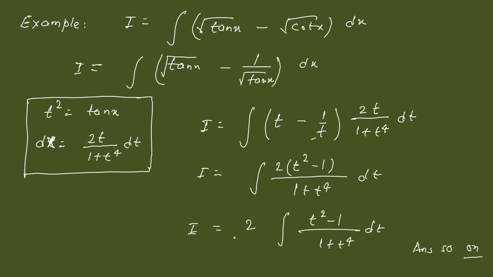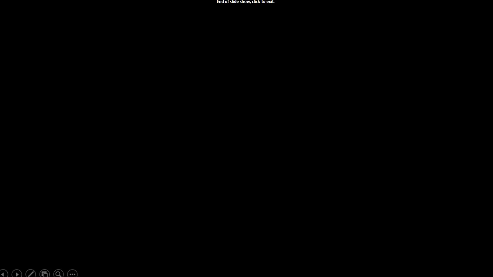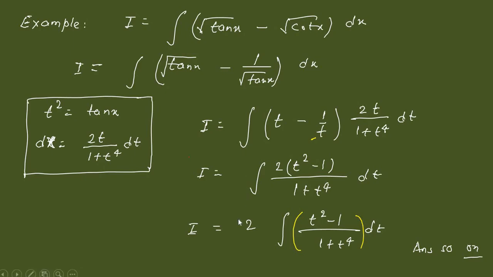And now this 2 can be removed because it's a constant, and you can see it is clearly one of the algebraic twins, t square minus 1 by 1 plus t to the power 4. So we can handle this question easily. So in this particular lesson, I have not given the complete answer for a few questions, but I understand that you understand the method better.